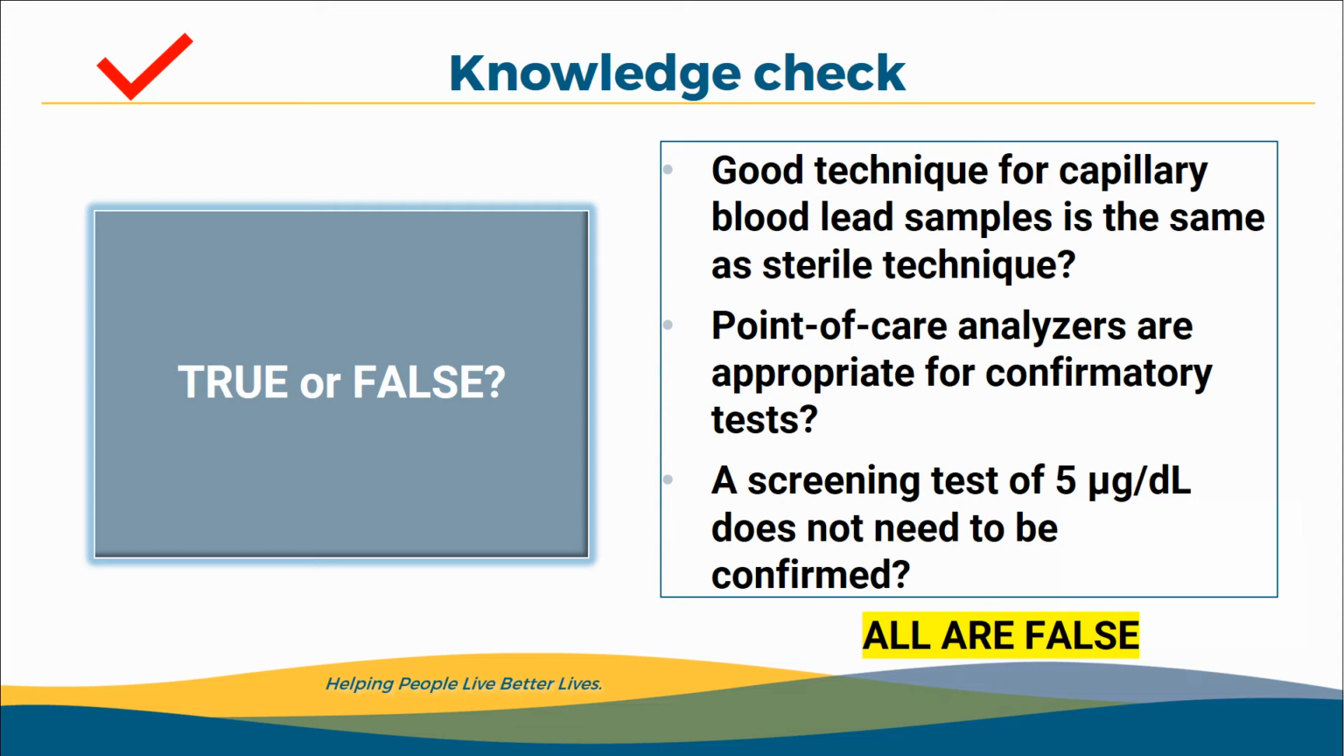None of them. A sterile technique is not sufficient for collecting lead samples because the materials that are used during collection could be contaminated by lead. Point-of-care analyzers should never be used for analyzing confirmatory tests. Finally, Nebraska policy requires that capillary screening tests of 5 micrograms per deciliter or greater be confirmed by a venous test.